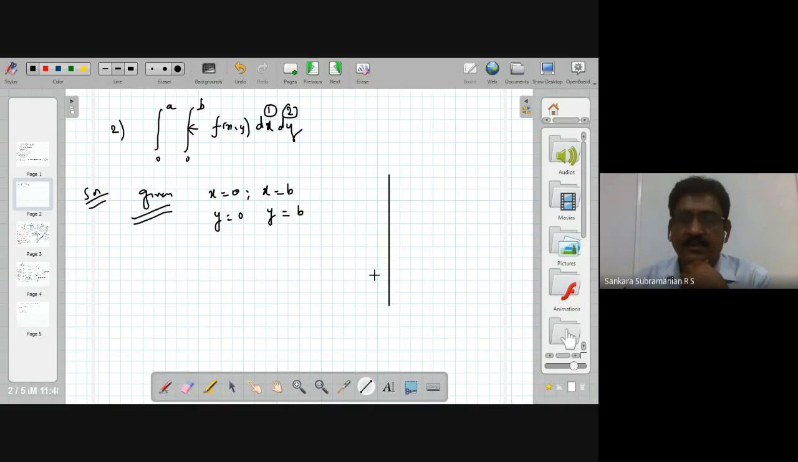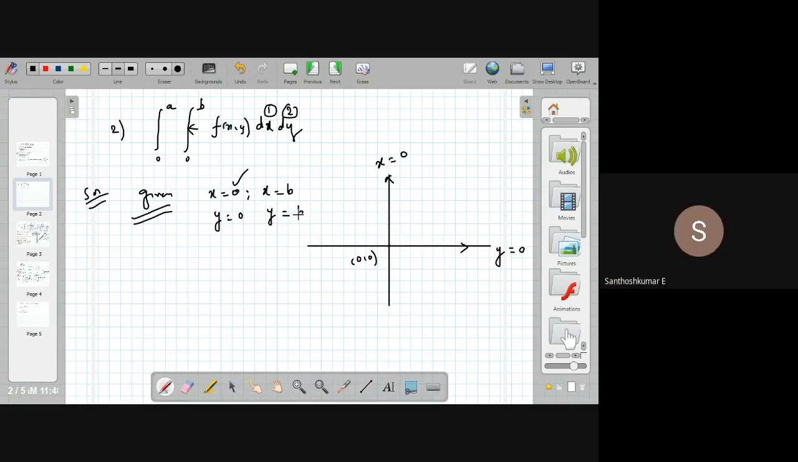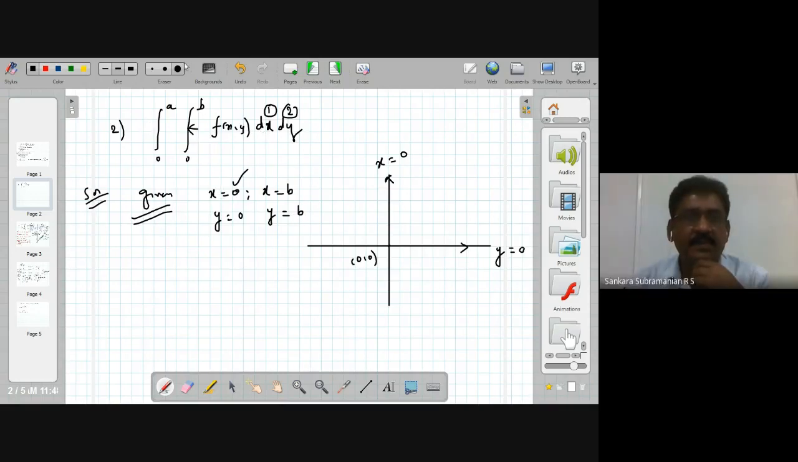We have x-axis, y-axis. You have to name it as this is x-axis. This is the line y equal to 0. This is y-axis, and this is the line x equal to 0. This is the origin 0, 0. Yes, x is equal to 0 is this line. x is equal to b. Sorry, a sir. This is a, x or b. One minute. I have made a mistake.